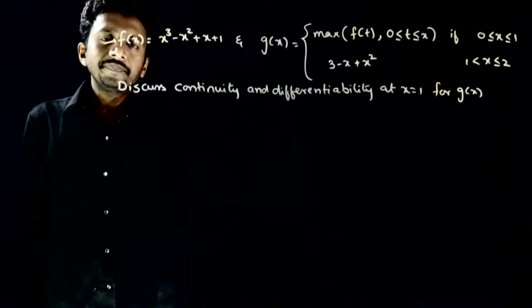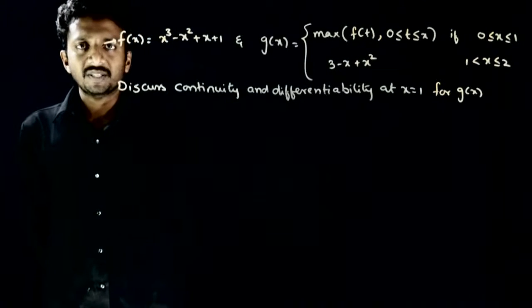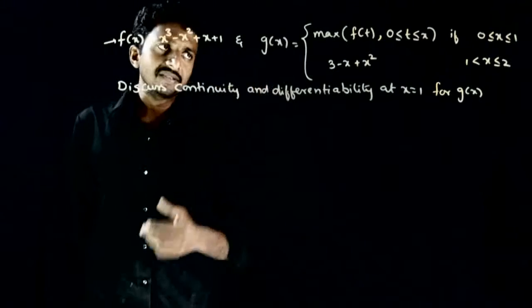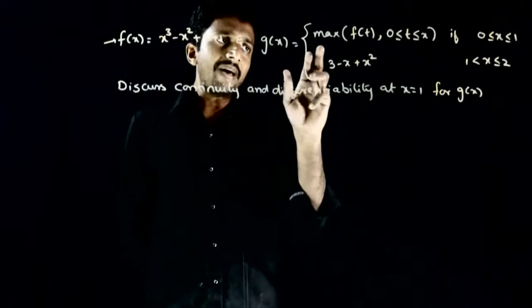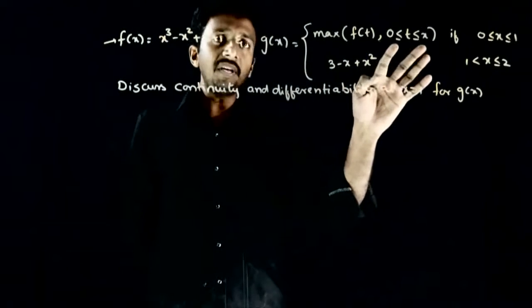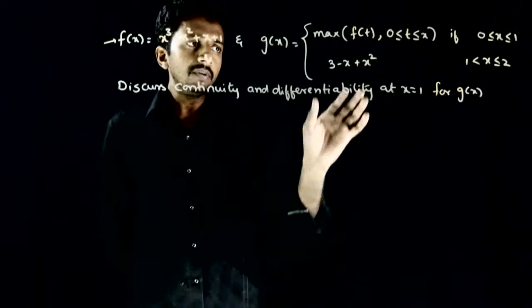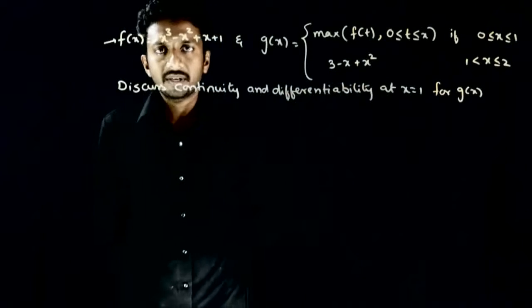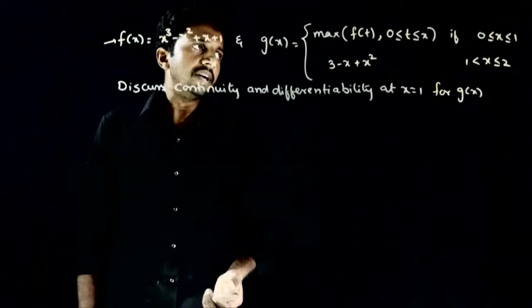So welcome students. इस क्वेश्चन में दिया है f of x is x cube minus x square plus x plus 1, a cubic function, and g of x is, if x lies between 0 and 1, g of x is maximum of f of t between 0 and x, and if x is in between 1 and 2, the definition is 3 minus x plus x square, g of x का definition.